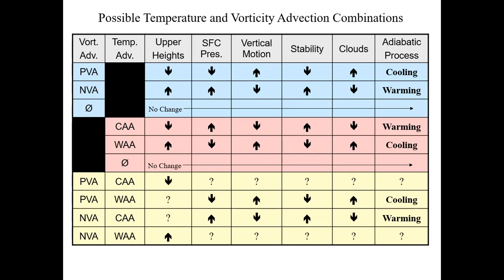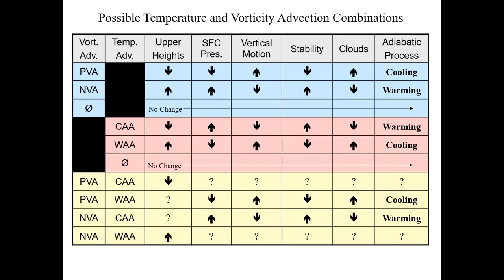Now, NVA, negative vorticity advection, and CAA, cold air advection, that combination, I don't know what's going to happen to the upper heights, whether they're going to rise or get lower, because NVA tells me that my heights want to rise, but cold air advection tells me that the heights are going to fall. So I would need more information. I'd have to determine which is more dominant in this case, the NVA or the CAA. But I could determine the surface pressure, the vertical motion, stability, clouds, and the adiabatic process.